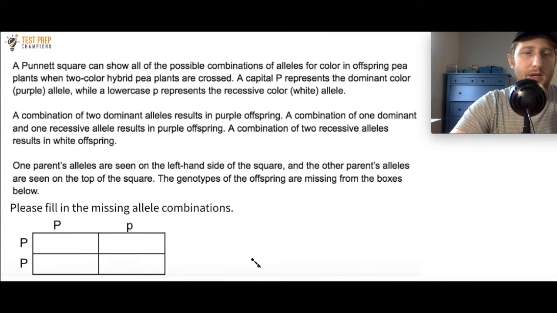Basically, I'm going to take this big P from the left and put it right here, and then take this big P from up top and drop it right down here. So I'm going to take the big P from over here and put it right here. Then I'm going to take my little p and drop it down right here. Now this box right here, I take my big P from the left and a big P from up top, so I've got big P, big P. Now this box right here, I take my big P from the left, and I take my little p from the top and put it right here. So this is how the box should be filled in.